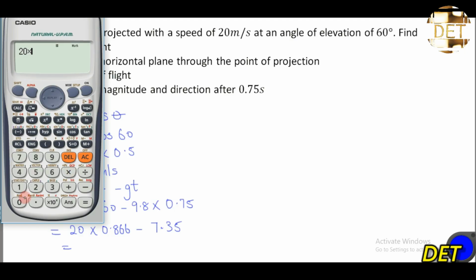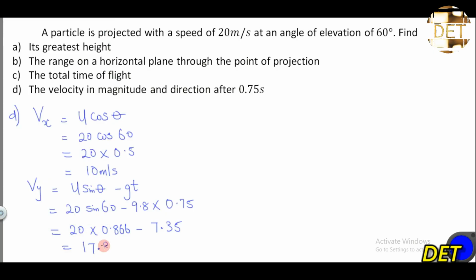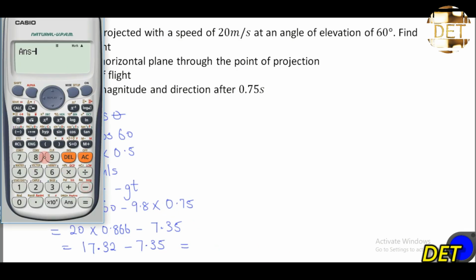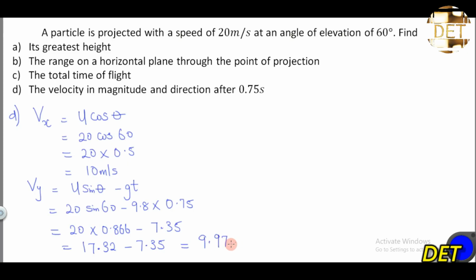So 20 times 0.866 will be equal to 17.32. 17.32 minus 7.35. That will be equal to what? 9.97. 9.97 meters per second. So this is the vertical velocity, and this is what? The horizontal velocity. But what we have to look for is the velocity, magnitude, and direction after 0.75 seconds, right?